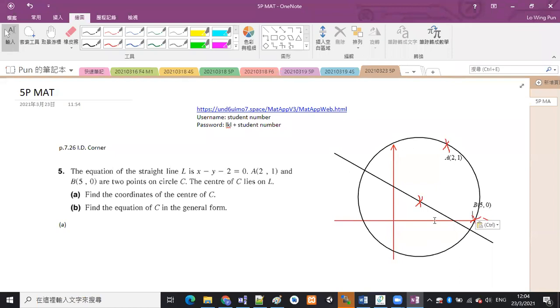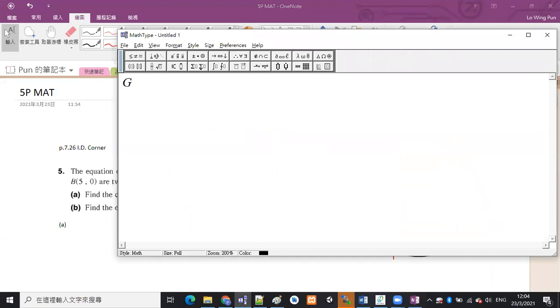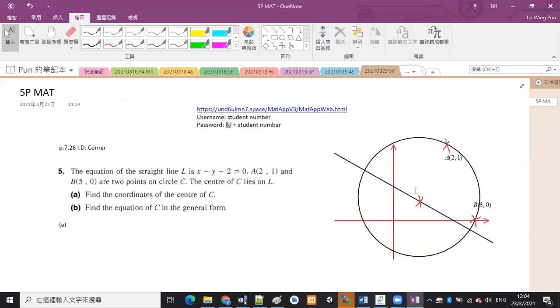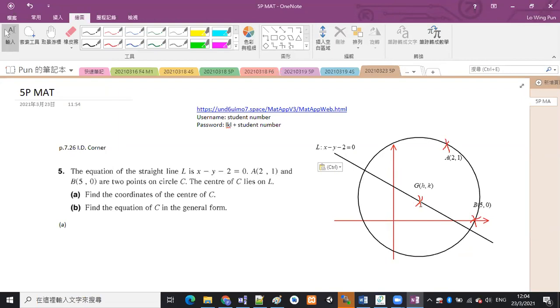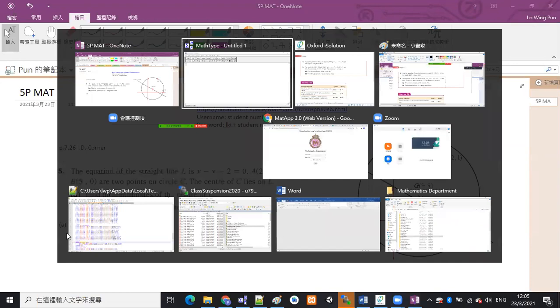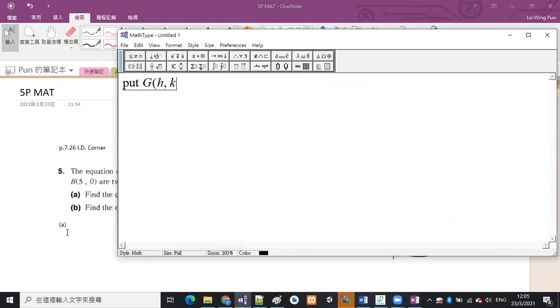好啦，Part A find the coordinates of the centre of C，我哋要揾圓心嘅坐標。不如我哋俾個名佢先，叫 G。Let G be the centre。Let the coordinates of the centre be h and k。第一樣嘢，呢條直線 line L 有條 equation，就係 x minus y minus 2 equals 0。一點係喺一條直線上面嘅話，我哋就可以 put 嗰點嘅坐標入去嗰條線嘅 equation。Put G h k into the equation of L.